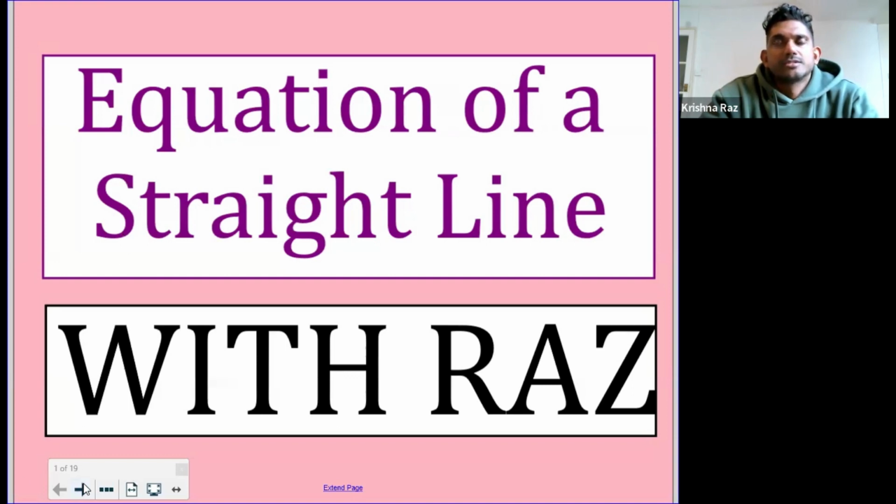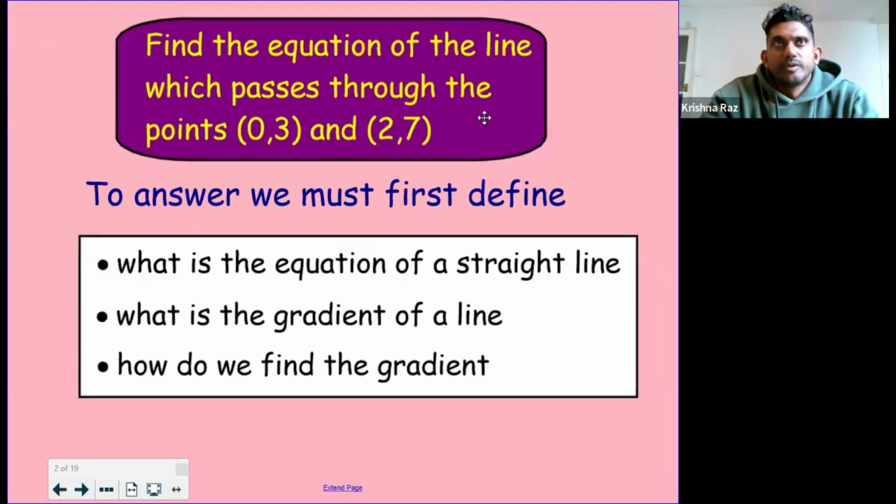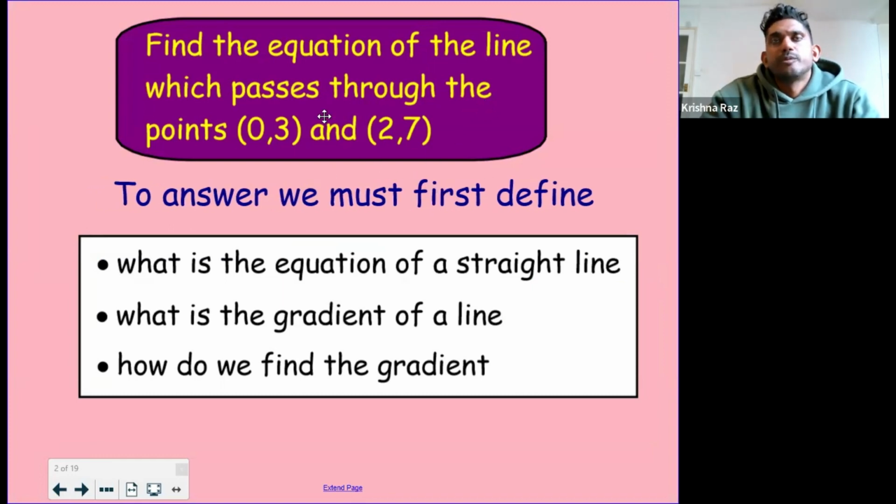So let's get cracking. The question in purple is the sort of thing we'll be looking at. Find the equation of the line which passes through the points (0, 3) and (2, 7). We've been given two coordinates and we want to find the equation of the line connecting those two points. But to answer that, we must first define what the equation of a straight line is, how to find a gradient, and what the gradient of a line is.